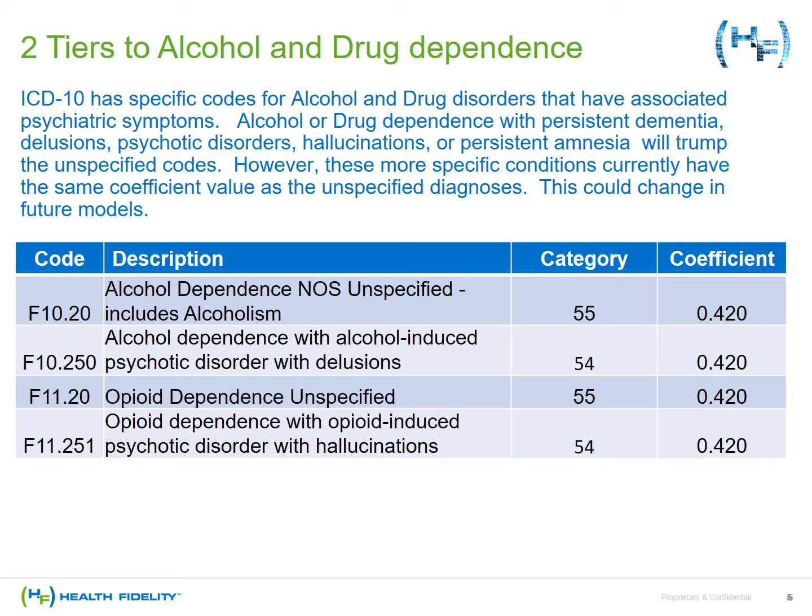However, the models will be changing in the next several months, and it is possible that the more complicated alcohol and drug disorders will have a higher coefficient. So in the table below, you will see that alcohol dependence unspecified is in category 55 with a coefficient of 0.420. However, if you have alcohol dependence with alcohol-induced psychotic disorder with delusions, then that category 54 will trump category 55. At this time, the coefficients are the same, so it will not matter. But again, this may change in the future.